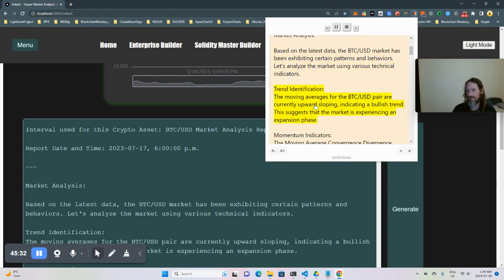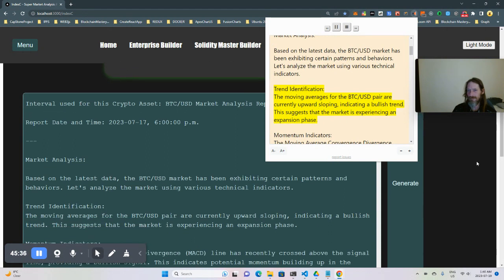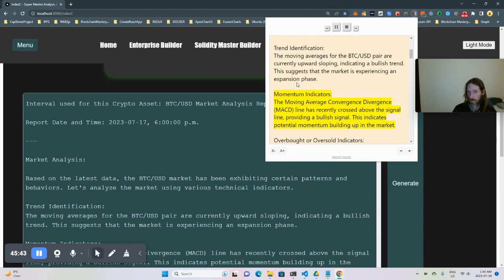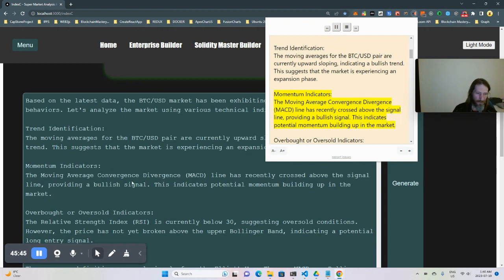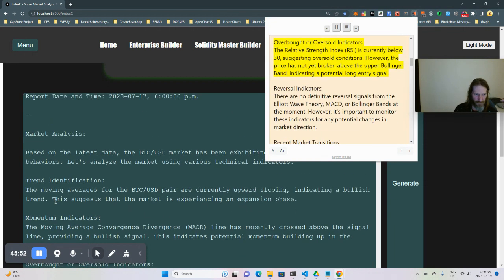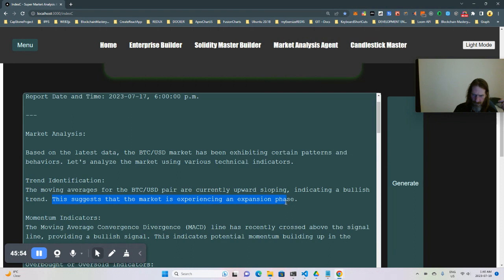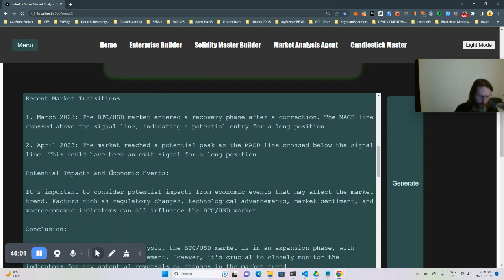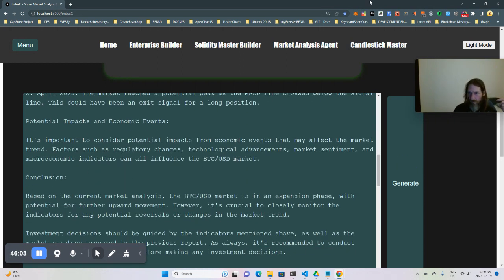Trend identification. The moving averages for the BTC/USD pair are currently upward sloping, indicating a bullish trend. This suggests that the market is experiencing an expansion phase. Momentum indicators. The moving average convergence divergence (MACD) line has recently crossed above the signal line, providing a bullish signal. This indicates potential momentum building up in the market. Overbought or oversold indicators. The relative strength index (RSI) is currently below 30, suggesting oversold conditions. However, the price has not yet broken above the upper Bollinger Band, indicating a potential long entry signal.